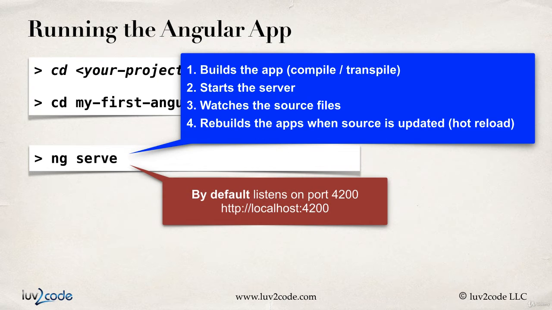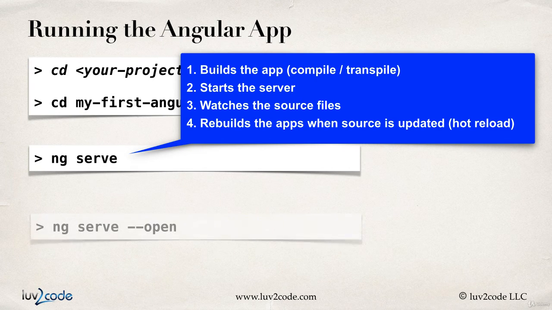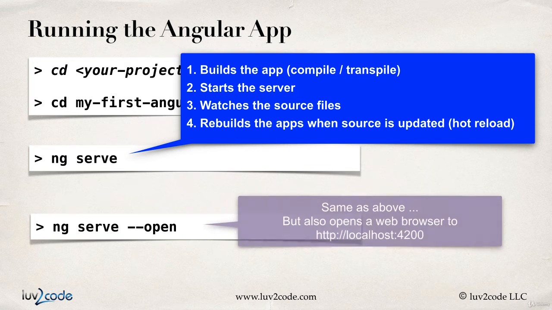And then by default, the server will listen on port 4200. So once the server is up and running, you simply open up a web browser and visit localhost 4200. And then there's another option here. You could say ng serve and then give --open. This is the same as above, but it also will open a web browser for you and automatically go to the site localhost 4200. So you have an option as far as which one you want to use.